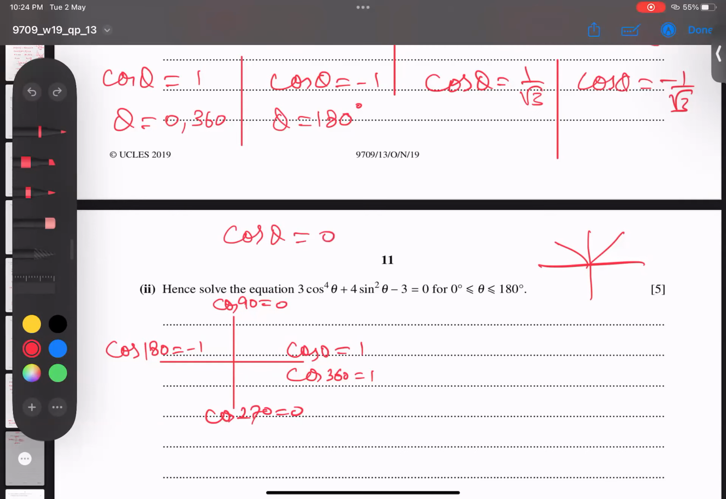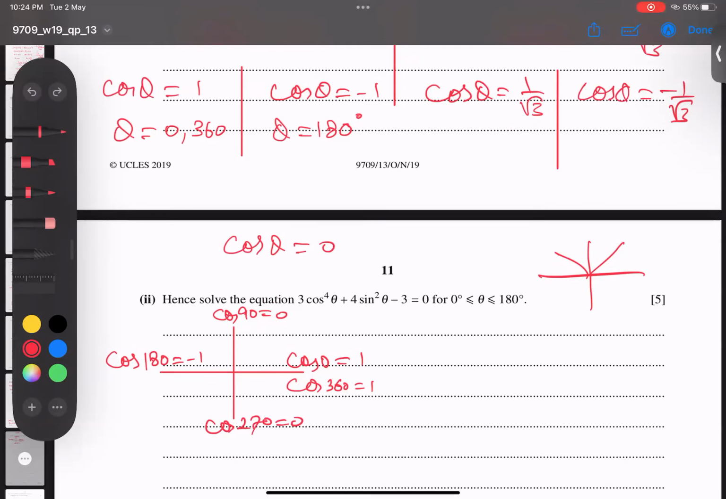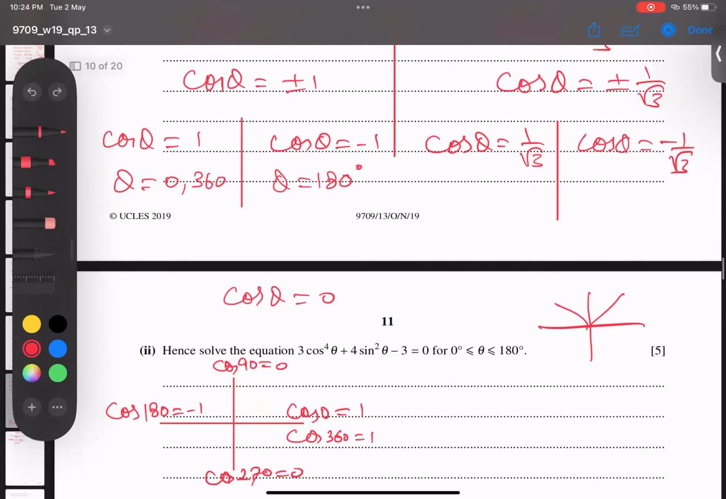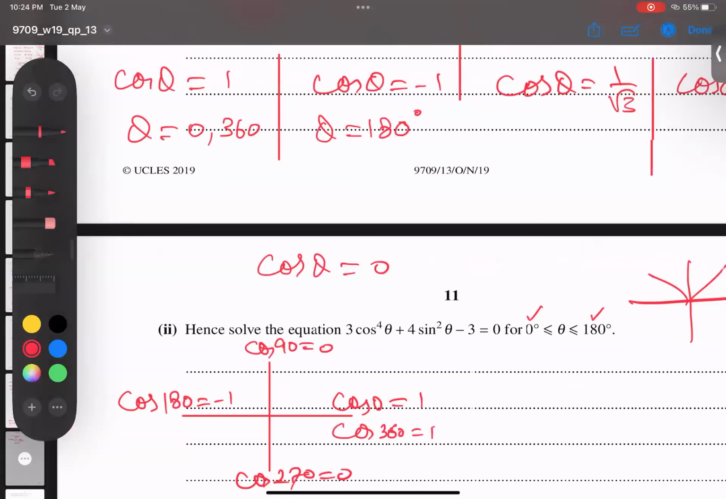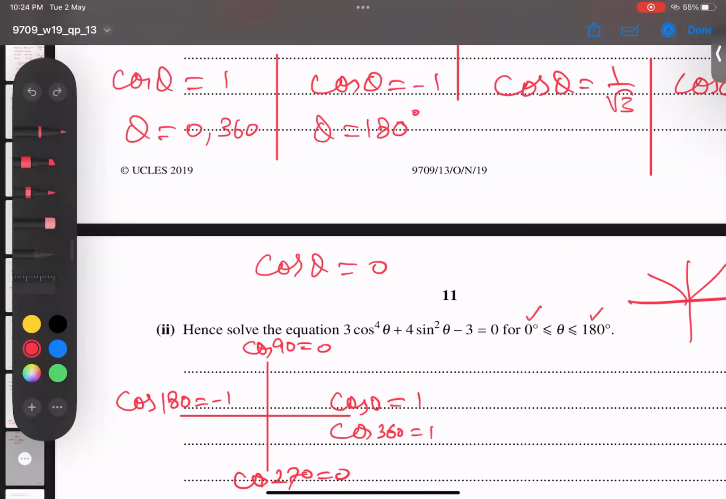Now, what about the right hand side? These answers are finally done from here. Look at it, students. We check: do we have an equal sign? Yes. It means 0 and 180 are part of the solution. 360 is out of range, so I will say out. But this is in range, and this is in range.